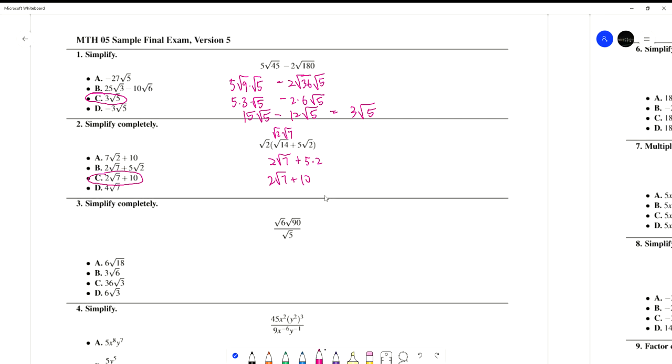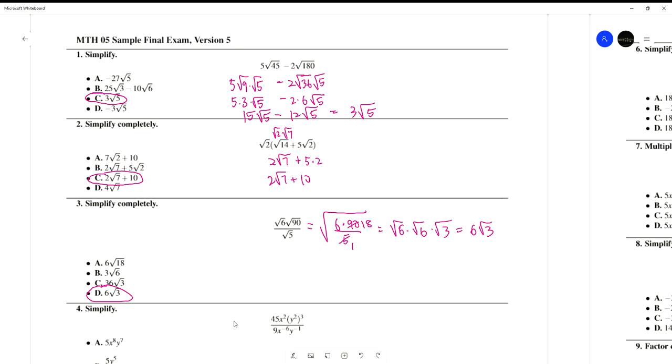Number 3, dividing radicals. If you recall from the other videos, we can write this as one fraction under the radical. So this is 6 times 90 over 5. And I know 5 divides into 90 18 times, so I'll cancel this out. So this is actually radical 6 times radical 18. Radical 18 is actually 6 times 3, radical 6 times radical 3, which is 6 radical 3. So that's D. Okay, any questions with the radicals? So these are the types you should expect to see.